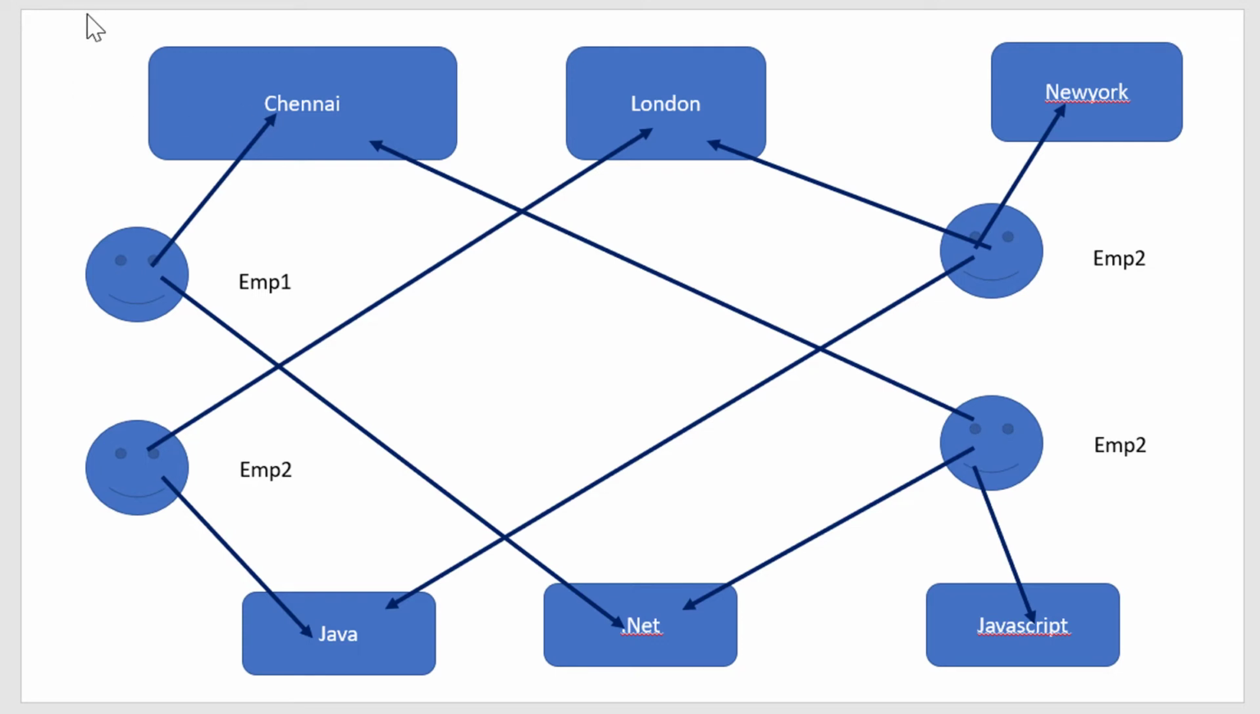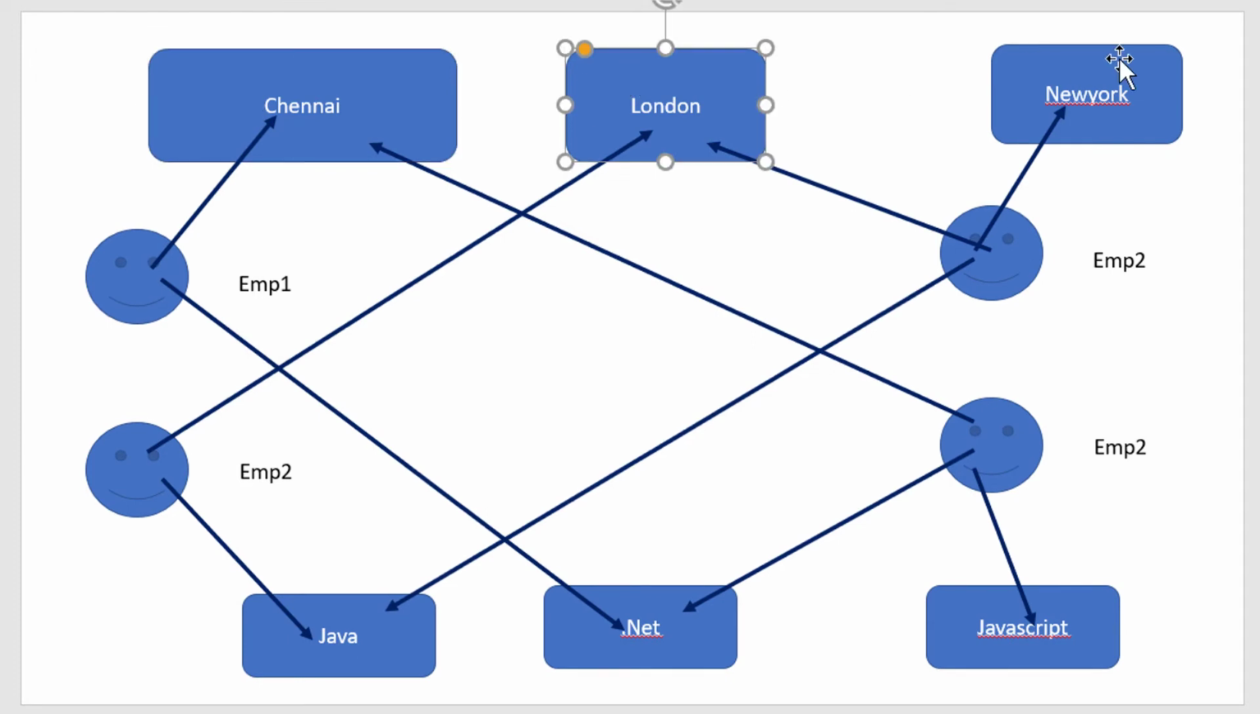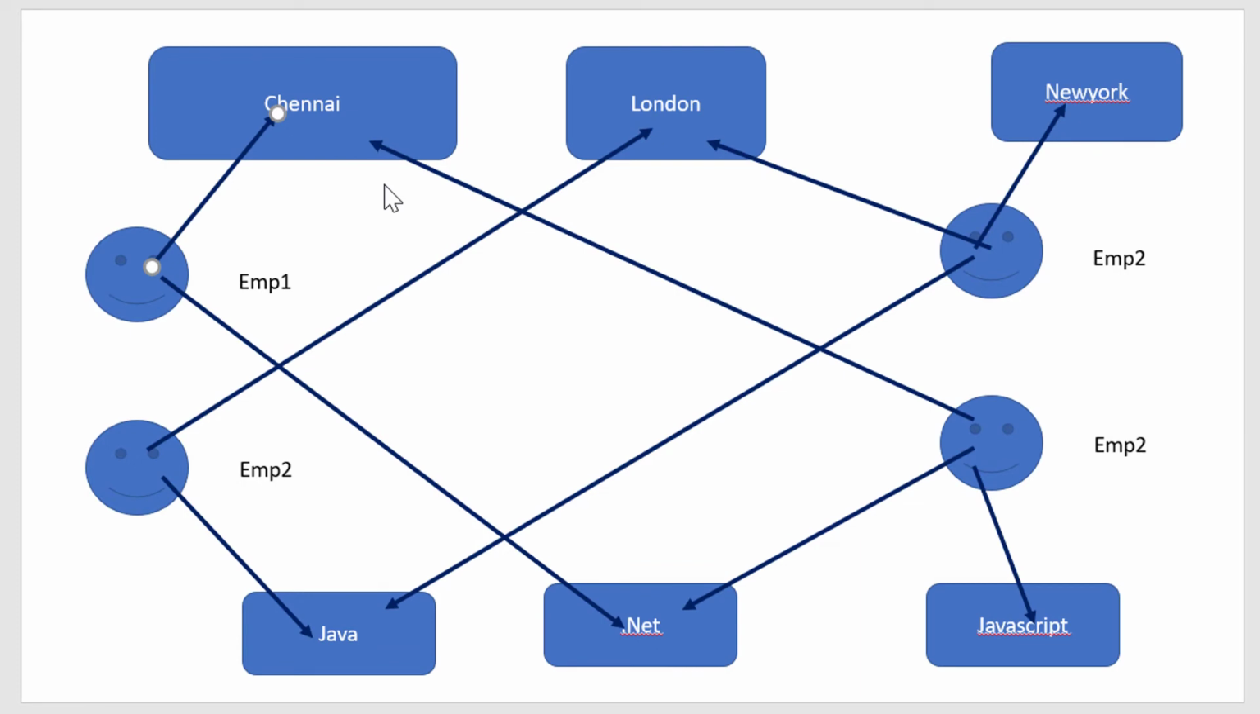So we will have a number of nodes and edges. Chennai, London, all this we call nodes, and the relation we call an edge. An edge may also have a property, such as how many years that particular person has been working in that specific location. When I have a graph with all this interconnected data, I can query whatever information I want from here.